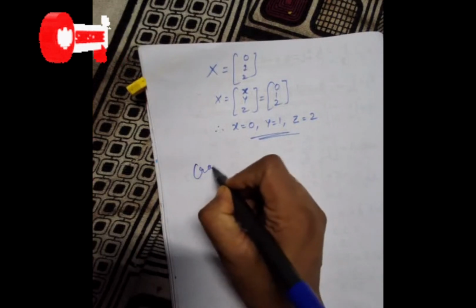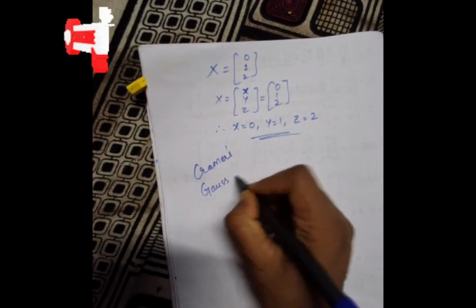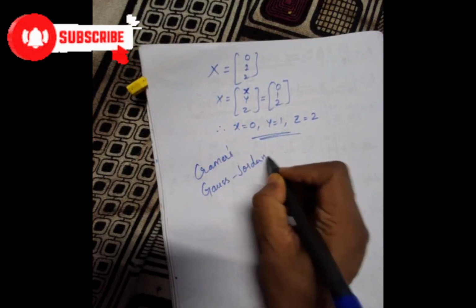Next is Cramer's method and Gauss-Jordan method. In the next video I am coming with these two methods.